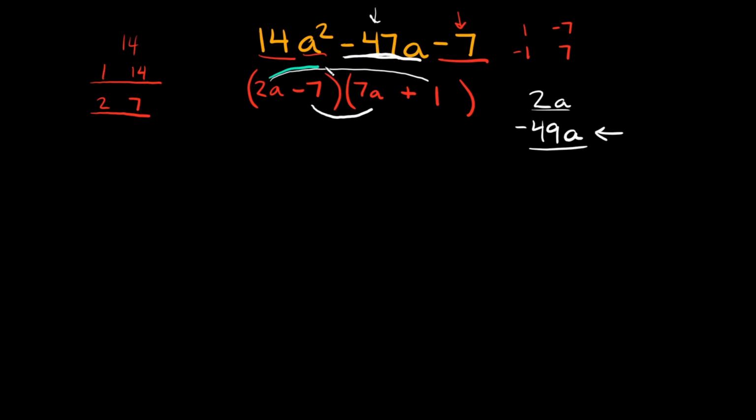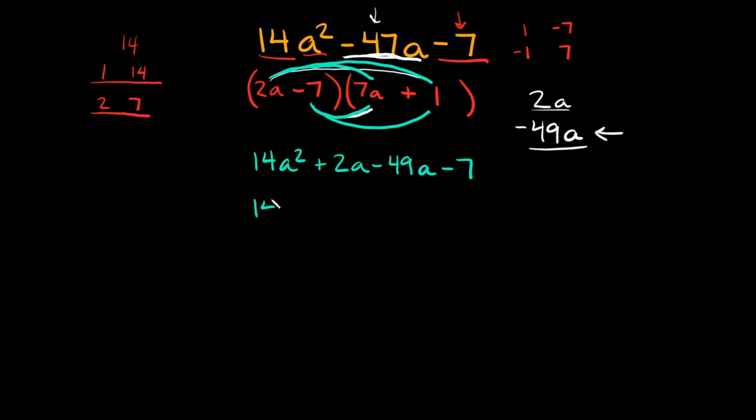So again, we're gonna go first right here. So 2a times 7a, that's equal to 14a squared. And then outer, so 2a times positive 1 is just positive 2a, so plus 2a. And then we're going to go inner right here. So negative 7 times 7a is negative 49a, right? So minus 49a. And then we're going to go last right there. So negative 7 times 1 is just negative 7, so minus 7, right?